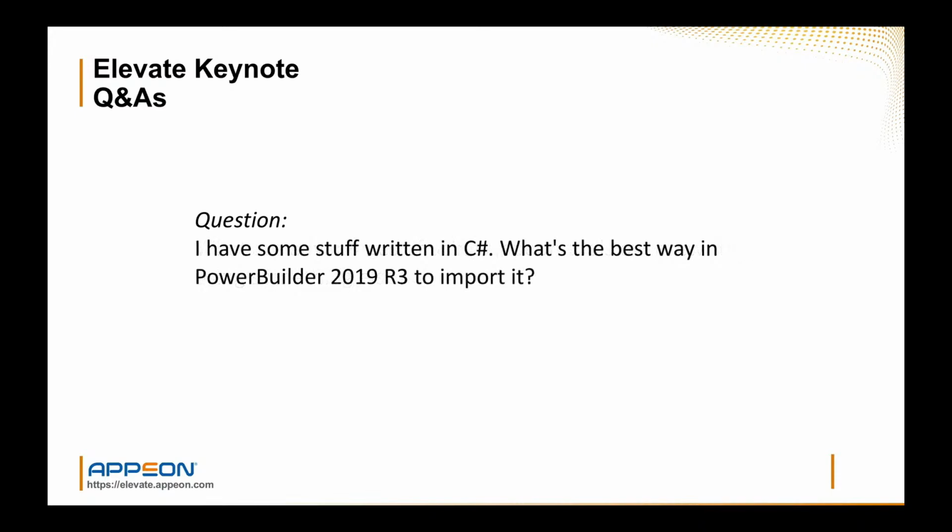All right, I have some stuff written in C#. What's the best way to import it in PowerBuilder 2019 R3? Well, there's a couple of ways that you could take advantage of .NET interoperability. The first is using the .NET DLL Importer. And typically you'd want to do this if you're running a client-server app and you don't want to have a REST API call or internet connection, you're just on-premise.